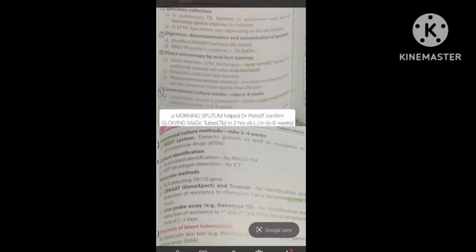What is he using? NALC and 2% NaOH. For direct microscopy, how do the bacteria appear? Long, slender, acid fast. This is by Ziehl-Neelsen technique, cold acid fast, and we are also doing fluorescent or auramine staining method. These are the three headings. In the next three headings, for conventional culture, we will do LJ medium, and it will show rough, tough, buff colonies, and will give us the result in 6 to 8 weeks. In automated culture, we are doing MGIT system, and in culture identification, the common ones, MALDI-TOF and ICT, which will detect MPT64 antigen. In molecular method, PCR detective will detect IS6110 gene, CBNAAT, and line probe assay.